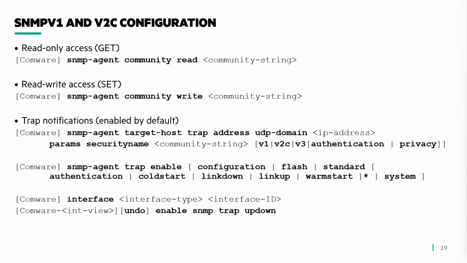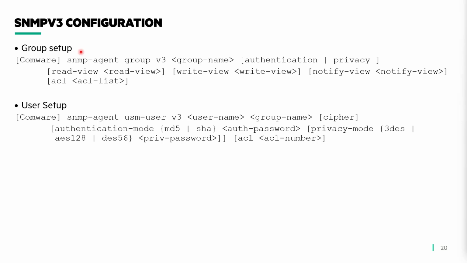Example of version 1 or version 2 configuration here. We can see examples. And an example of version 3 that you set up. Obviously, you will set a username, password, what group of access, what kind of level of access. Detail of that access can be specified in SNMP version 3.